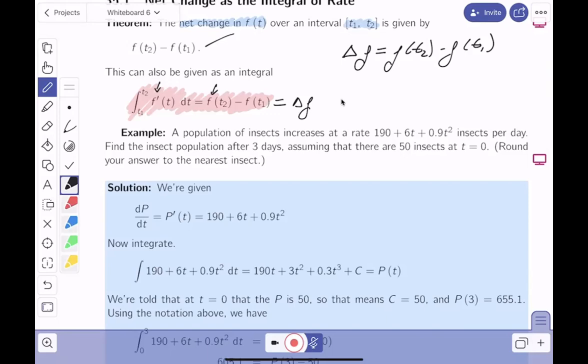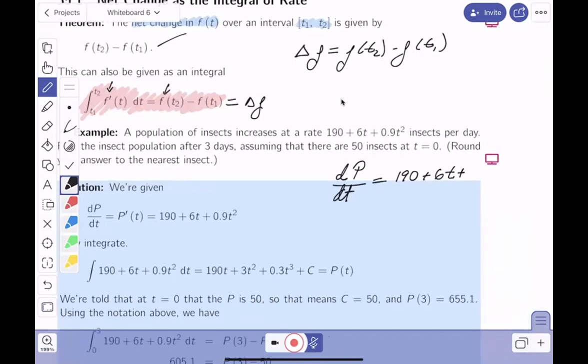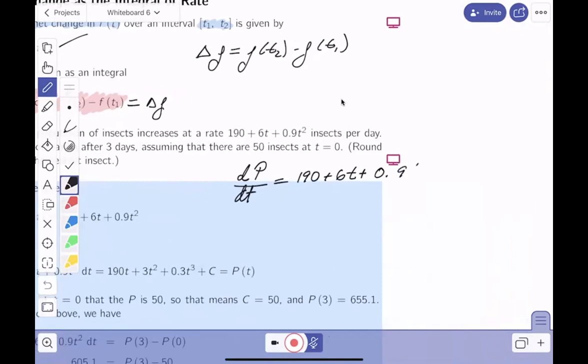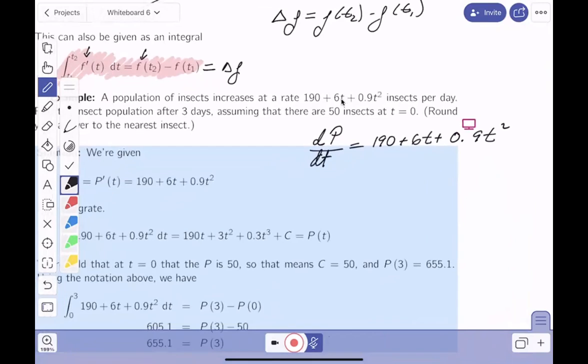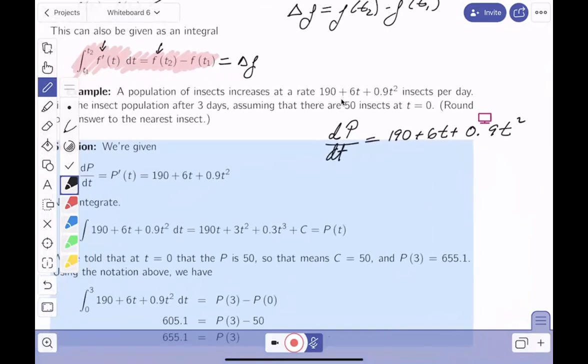All right, we're going to take a look at an example now. And again, you may look at this and say, I don't see the connection between this and what you're asking me to do. Well, I just want to understand what they're giving me. They say a population of insects increases at a rate. Well, the population is increasing at a rate, so I would say they're giving me a derivative. The change in the population with respect to time is 190 plus 6t plus 0.9t squared. All right. I'll read it a little more, but I think I've done something like this in the past.